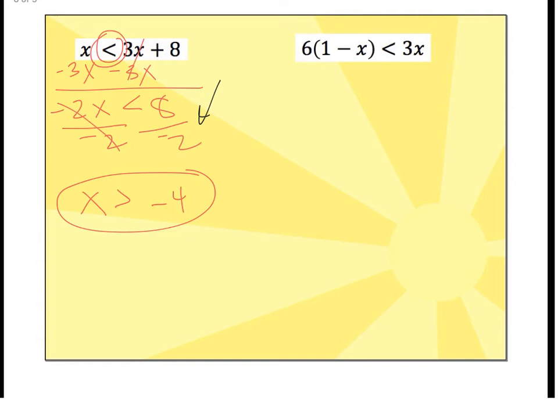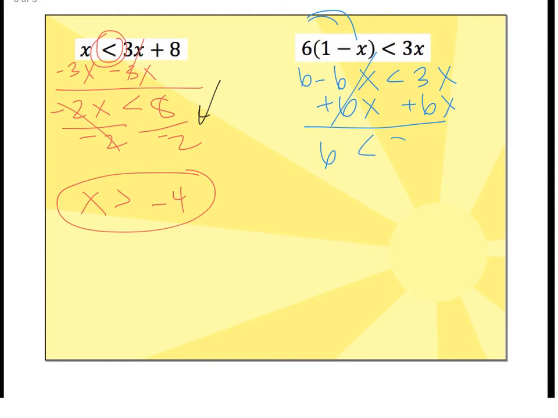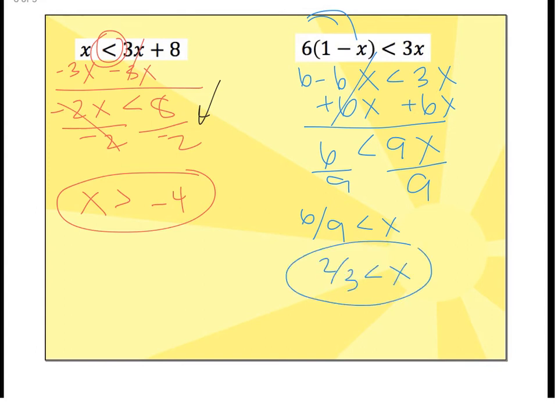For the one on the right, I see parentheses, so I'm going to distribute right away. So I get 6 minus 6x is less than 3x. Need to combine like terms, so I'm going to add 6x to both sides. And I get 6 is less than 9x, and I need to divide by 9. So I get 6/9 is less than x. Let's simplify our fraction. I can divide both of those by 3, so I get 2/3 is less than x.